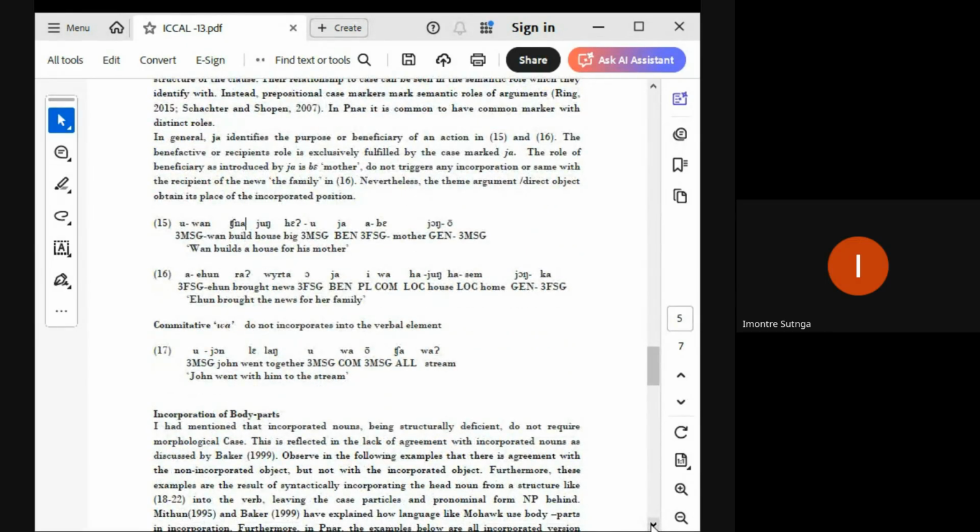In general, Ya identifies a purpose or beneficiary of an action in 15 and 16. The benefactive or recipient role is exclusively marked by Ya. The role of beneficiary, as introduced by Ya, is Be, that is mother in the example, that does not trigger any incorporation, or the same with the recipient in example 16, that is family.